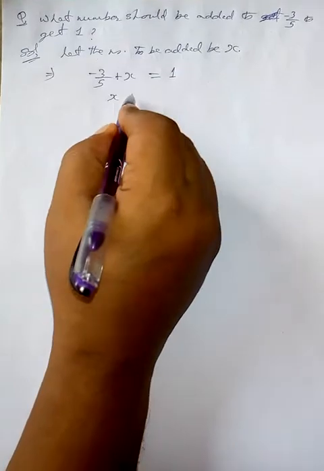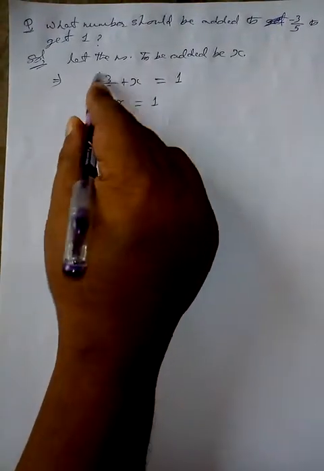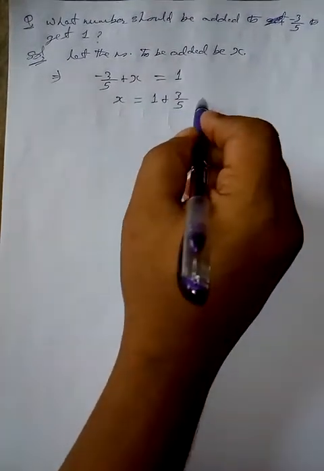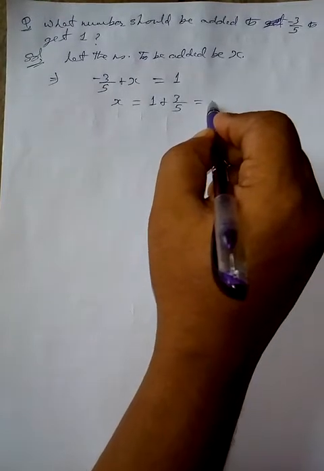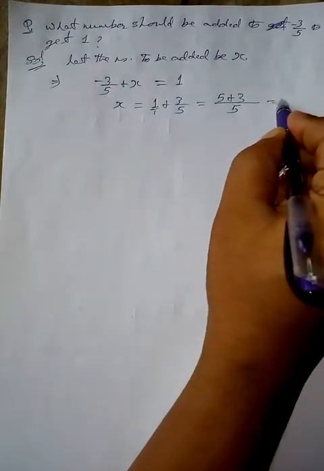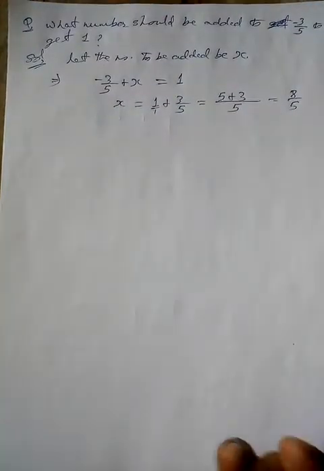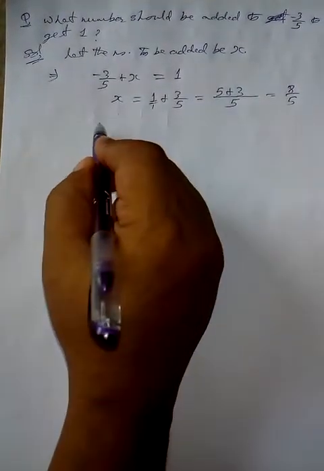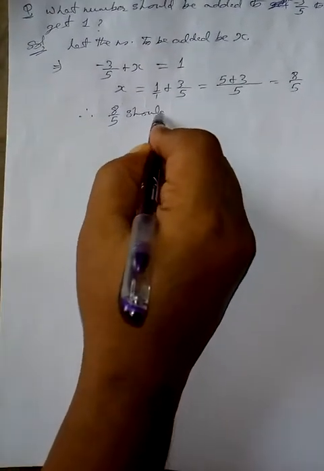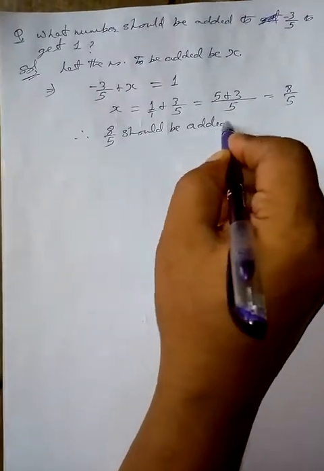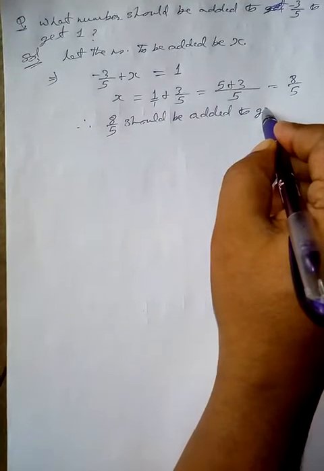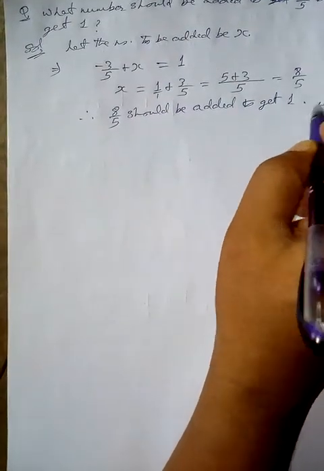Now we know x will be equal to 1. If this is transposed to this side, since it is negative, it will become positive plus. So now add this, very simple. Take the LCM. That will be 5 plus 3, 8 by 5. So therefore we write 8 by 5 should be added to get 1. This is the answer.